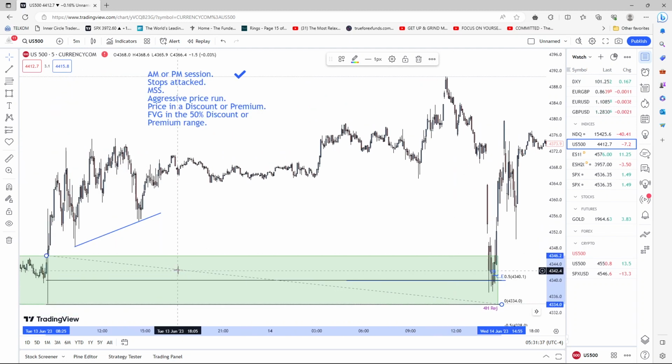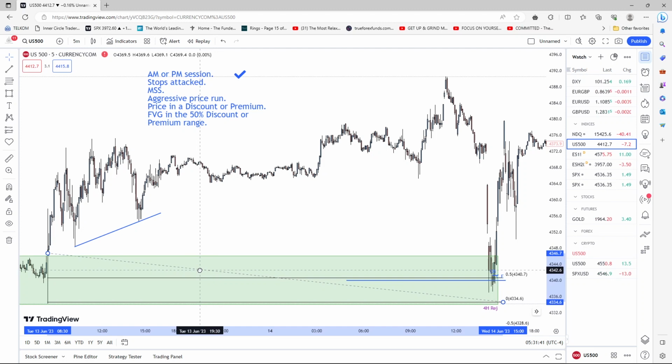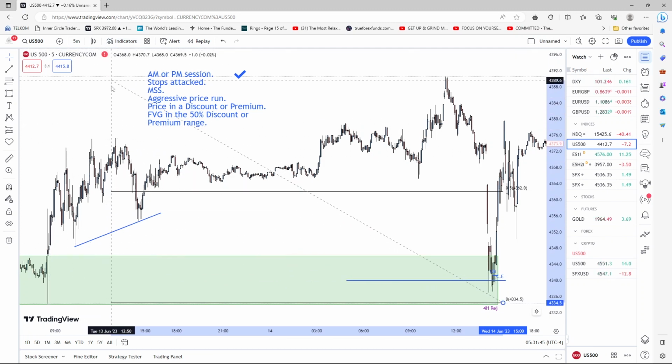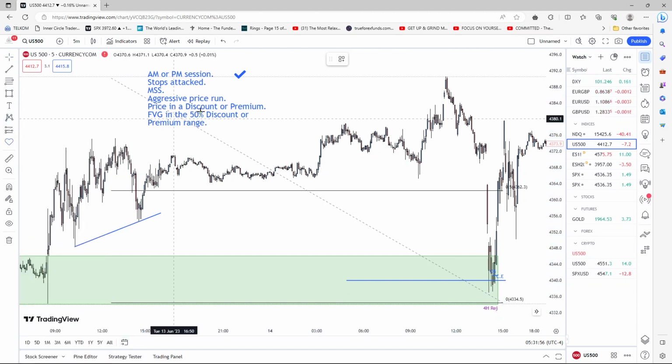If you took this trade, then we can just look at this swing. We can load a high, we can measure that. You can see that we were in a very, very deep discount. So we can tick some more boxes over here and we can say that we stops attack, yes.